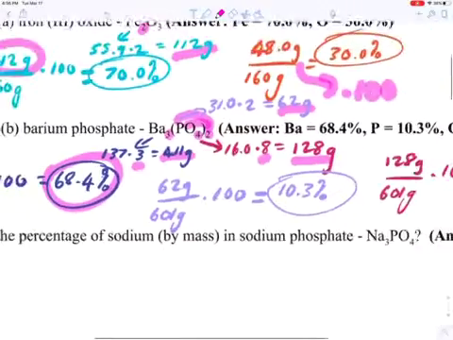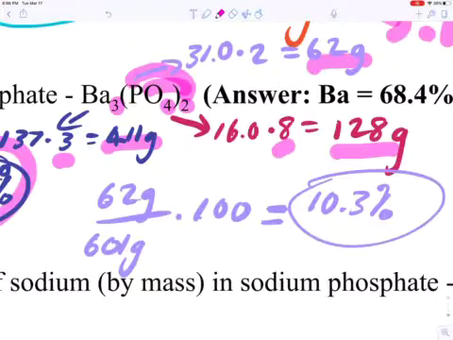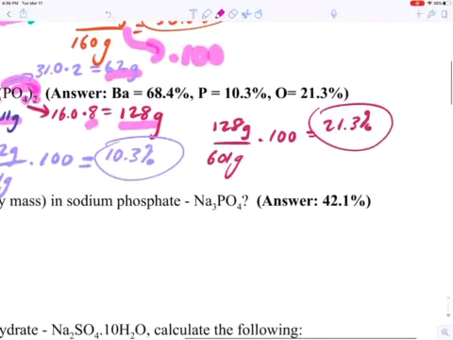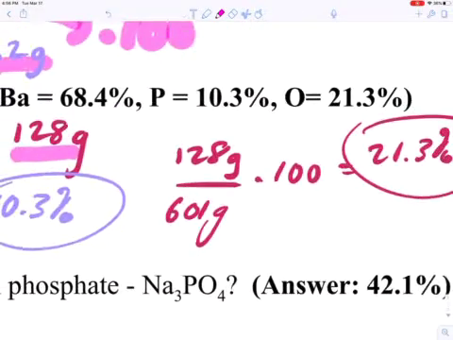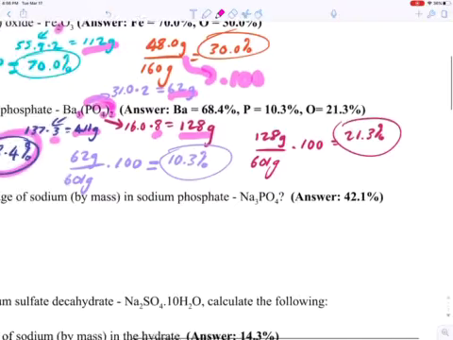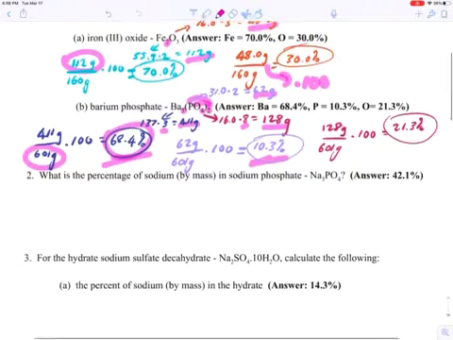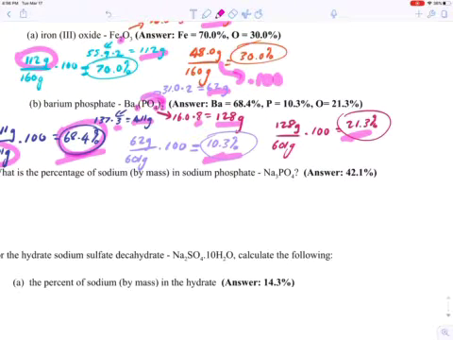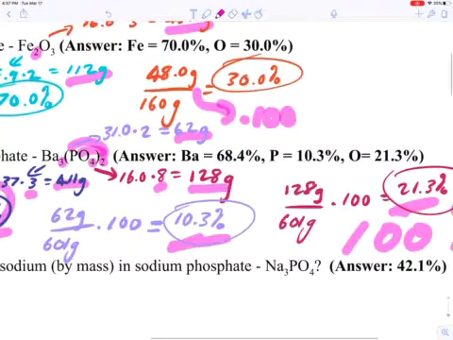Then we're going to do phosphorus, which is our 62 grams over the total, 601 times it by 100, we get 10.3%. And lastly, we've got our oxygen, which is 128 over 601 times by 100. If we take these 3 percentages, the 68.4, the 10.3, and the 21.3, add those up, what are we going to get? 100%. That's a way of checking it. And this worksheet gives us the answers, so it's a good way for you being able to check yourselves.